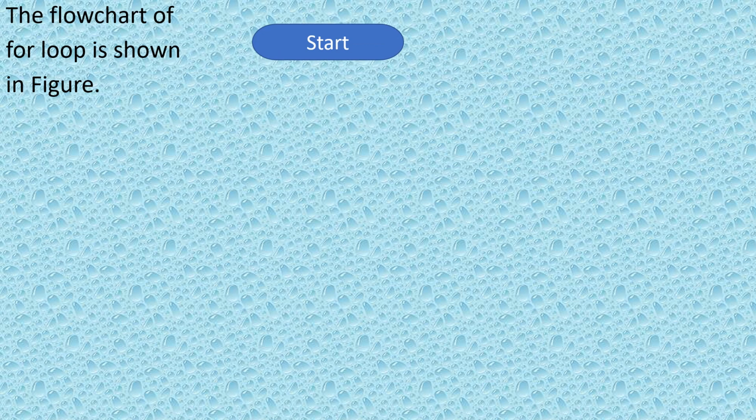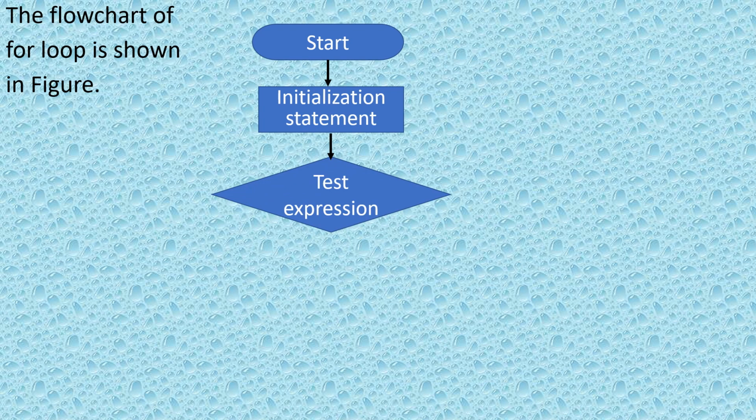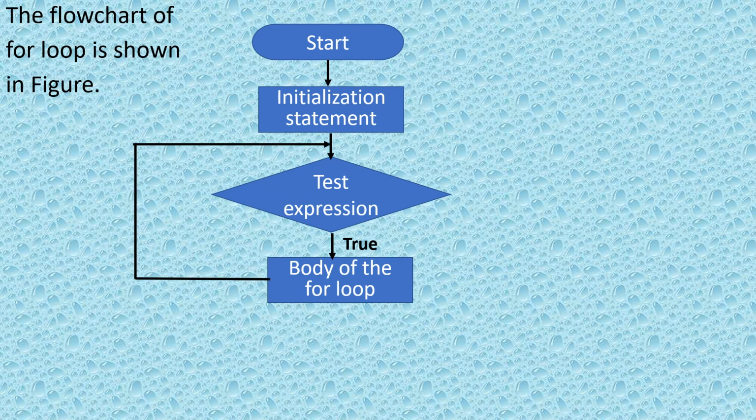So first will be the start, then after that the initialization statement, then the test expression. If this test expression becomes true, then it will execute the body of the for loop. Afterwards it continues with again testing the test expression. Again it checks the test expression. If it is true, again it will execute the body of the for loop. So this process is repeated as long as the test expression is true.